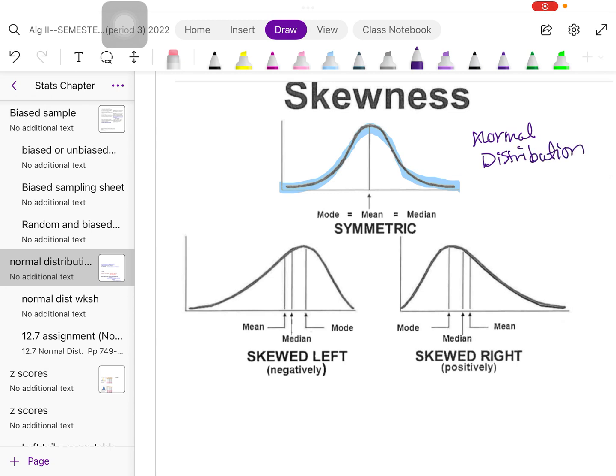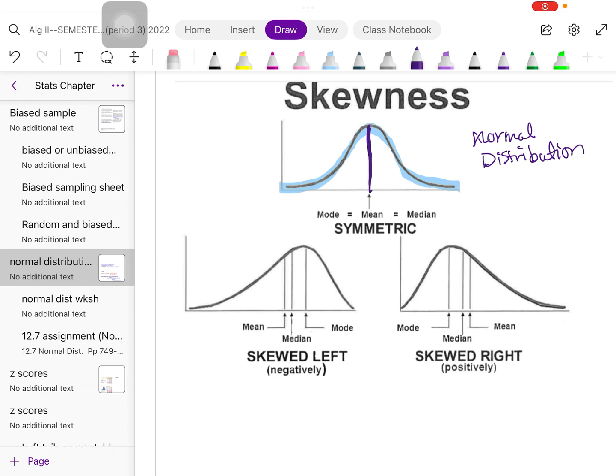Because right in the middle is my mean. And I have 50% of my data to the left equally and 50% of my data to the right equally. When I am completely symmetric, it is called a bell-shaped curve. My mean is the same as my mode, which is the same as my median. All of those centers are right at the center.